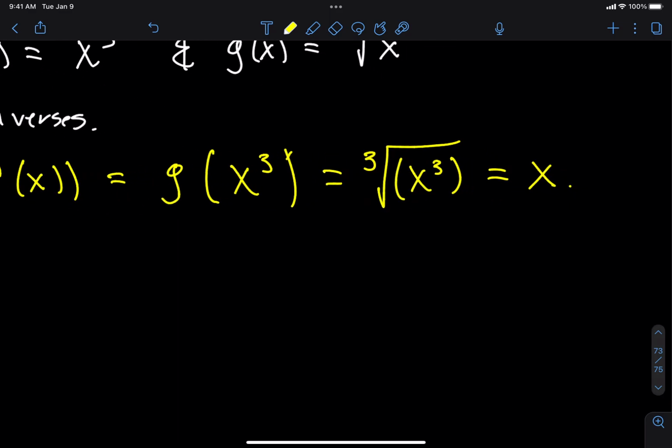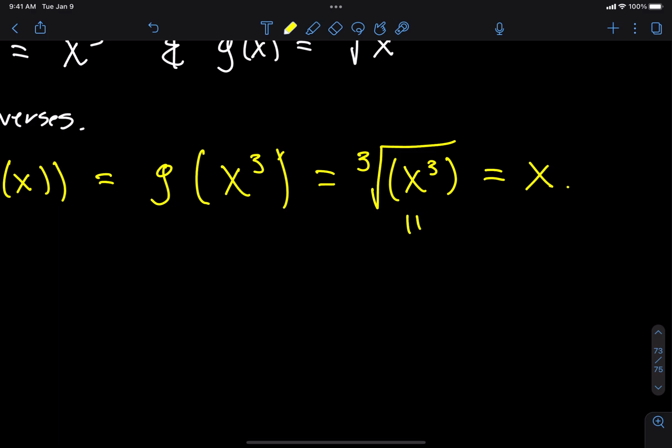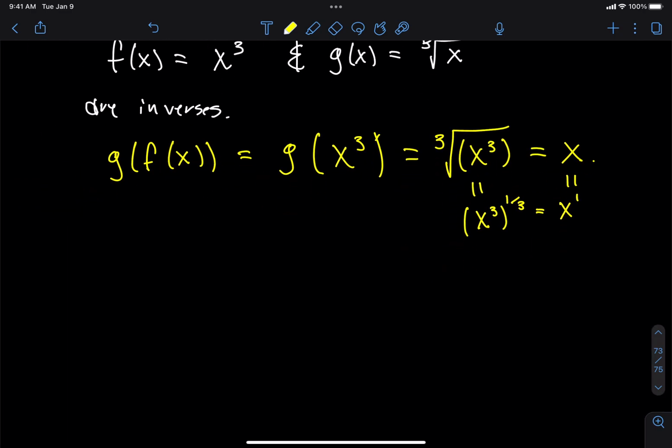Okay, if you want to see why, you could also rewrite this as x cubed to the 1/3 power, right? And then you could use the exponent rule, which says that if I have an exponent to an exponent, I multiply the exponents, right? If you multiply the exponents, then what would you get? You'd get 3 divided by 3, which is 1. And x to the 1 is just x, okay? So that's another way you could see that.